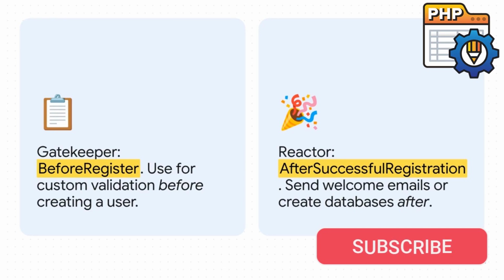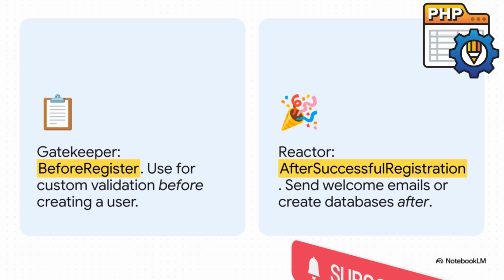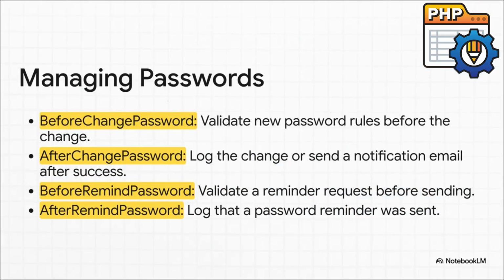And guess what? We see the exact same powerful pattern with user registration. Before register is your chance to validate everything before it even touches your database. Maybe you need to ping an external API to see if an email is valid. Then, once the user is created, After successful registration can fire off a welcome email or set up a new workspace for them. See? Gatekeeper, then reactor. This pattern is so useful, it applies all over the place, even for managing passwords. You can enforce your own complex password rules in Before change password, and then, once it's successful, you can send out a notification email in After change password. It gives you that fine-grained control at every single step.